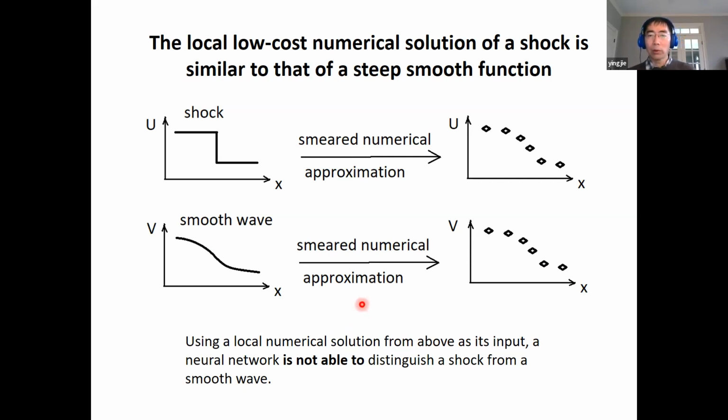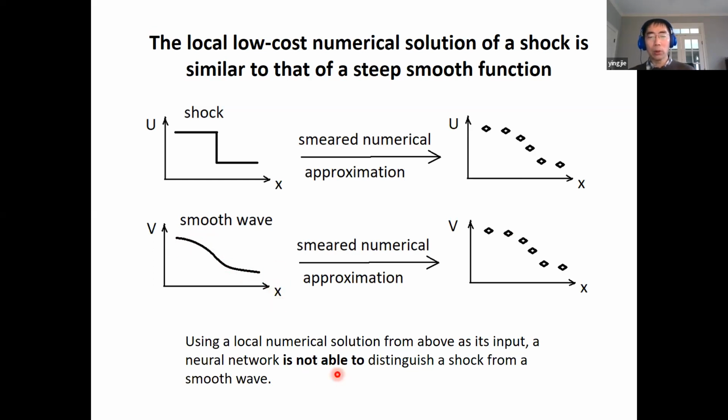So the neural network looks at this input, the input from a low-cost solution for the shock, and the input based on the low-cost solution for a smooth wave, and the neural network cannot tell any difference between them. They look almost the same. This is very typical, because when you use a low-cost numerical scheme to approximate a shock, you will get a very smeared solution. And the very smeared solution, by looking at it, has no difference from a numerical approximation of a smooth wave having a large slope.